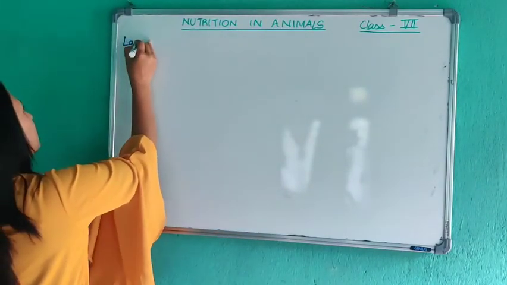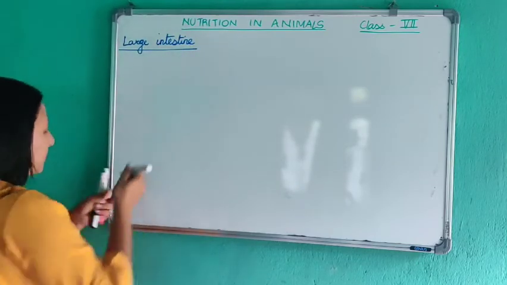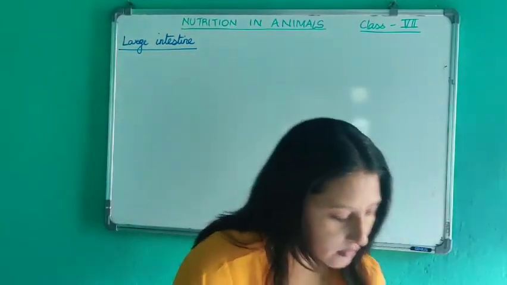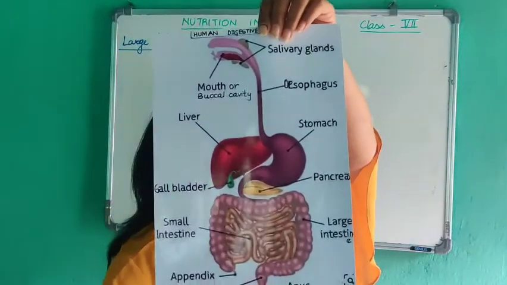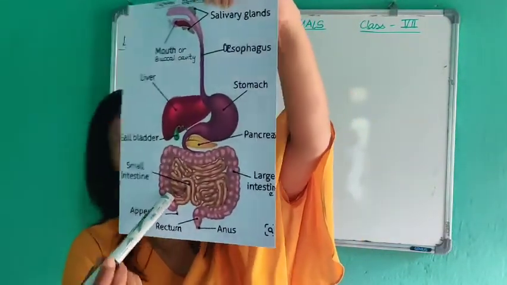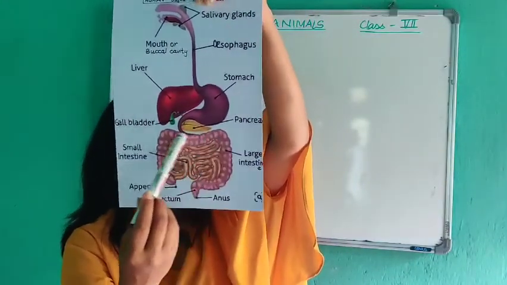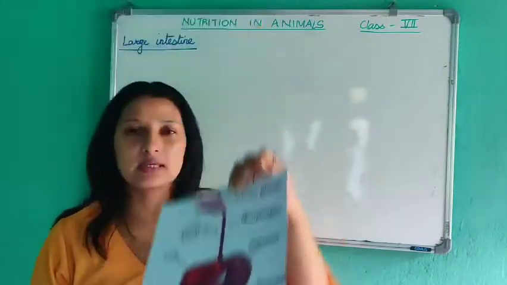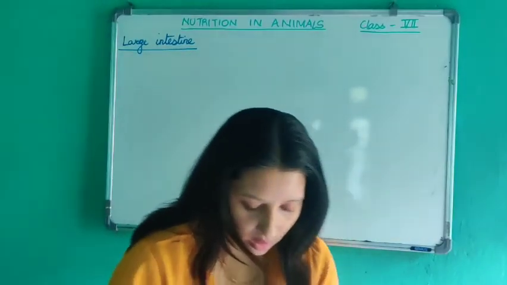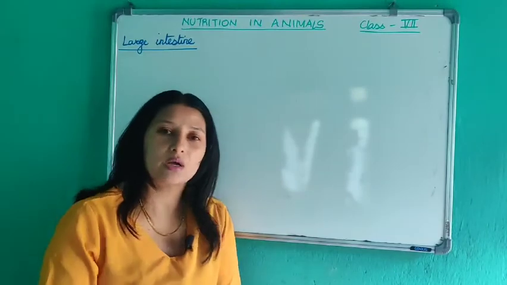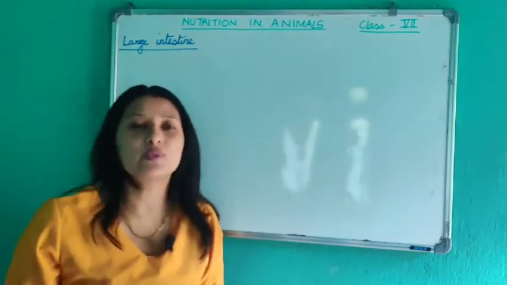Large intestine. Now here is the picture of the digestive system, and if you can see, this portion is the large intestine. Okay, large intestine. Now whatever the food that is unabsorbed and undigested, it passes into the large intestine from the small intestine.